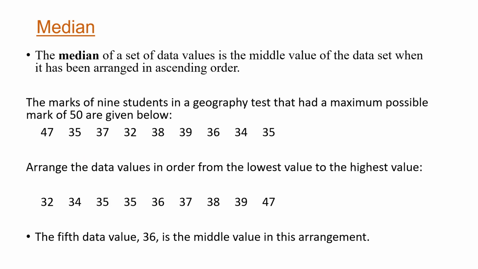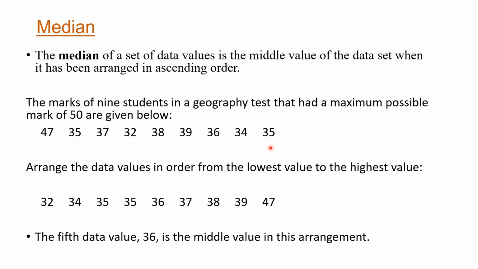Next is median. The median of a set of data values is the middle value of the data set when it has been arranged in ascending order. Let us see with one example. The marks of 9 students in a geography test with maximum possible marks of 50 are given below: 47, 35, 37, 32, 38, 39, 36, 34 and 35.